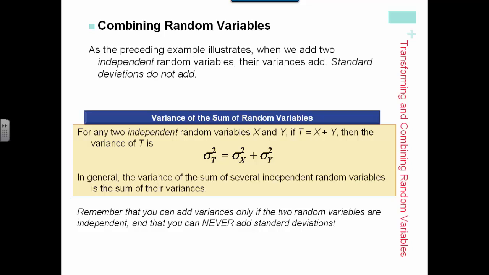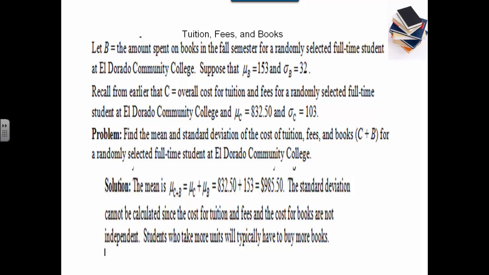Remember, you cannot add variances unless the two random variables are independent. They can never add standard deviations. Find the mean and standard deviation of the cost of tuition, fees, and books for a randomly selected student in El Dorado Community College. So we would take the mean of the first, 832.5, plus the mean of B, which was 153, and add them together. The standard deviation cannot be calculated since the cost for tuition and fees and the cost for books are not independent. Students who take more units will typically have to buy more books.